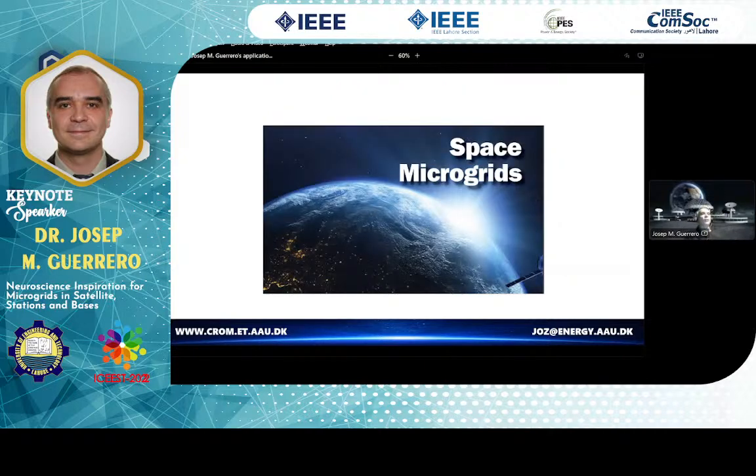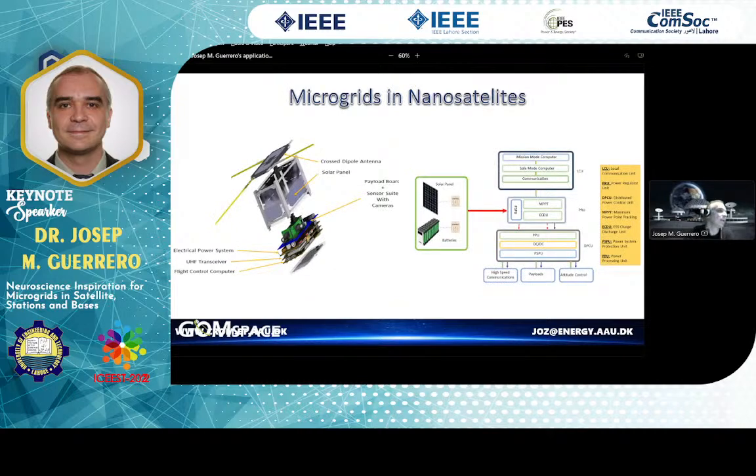Well, let's move now to the space. What we have in the space is microgrids in nanosatellites. So we have been developing a lot of research with a company called GomSpace, but now we are also doing many other things, especially what we call CubeSats. So CubeSats are made on cube structures.